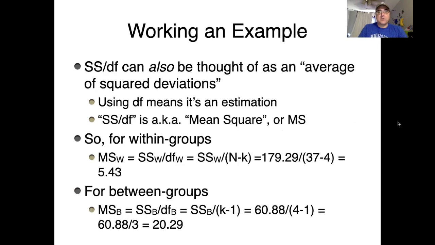Putting that all together, we can put the sum of squares over the degrees of freedom every time to make an average of squared deviations, otherwise known as a variance.